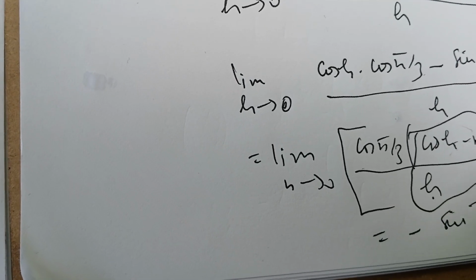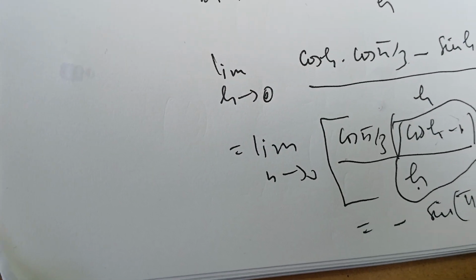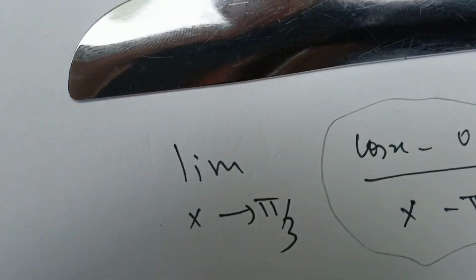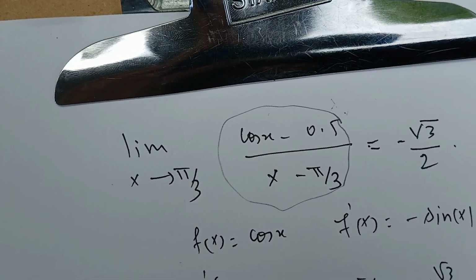Therefore all I'm left with is that this limit is equal to minus sine pi over 3, which is minus square root of 3 over 2. And this is what I found using the definition of the derivative.